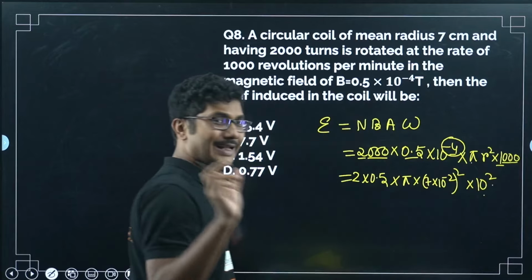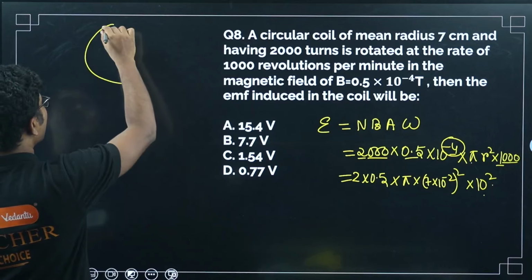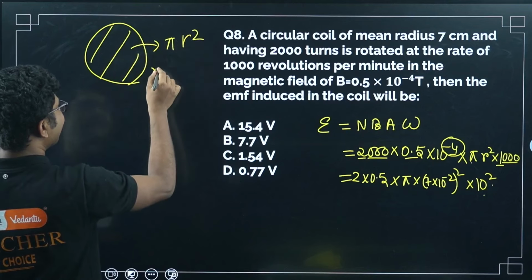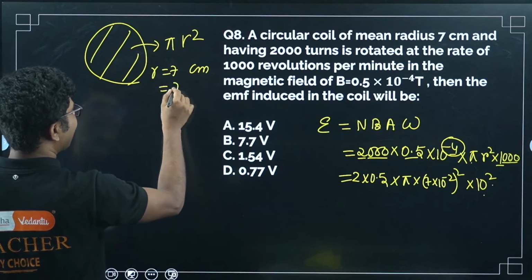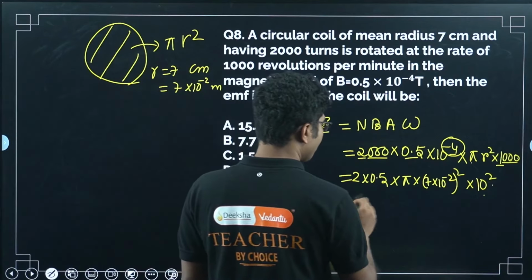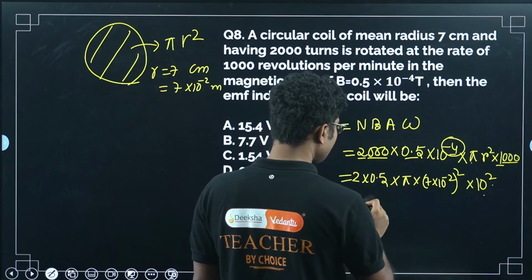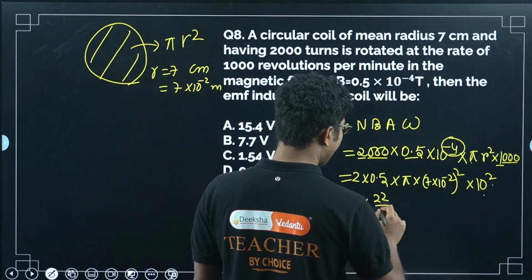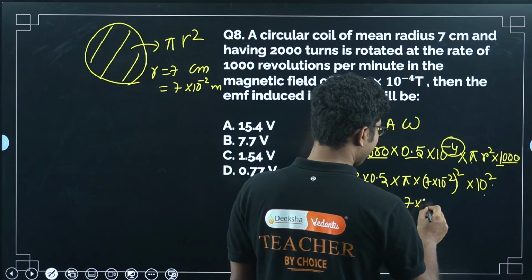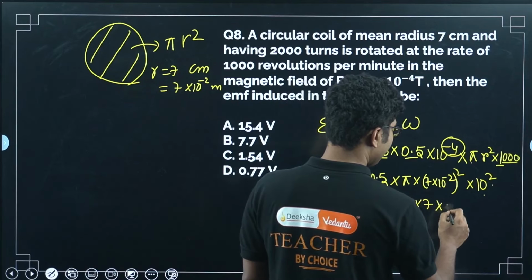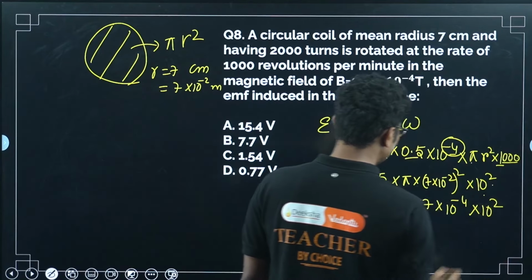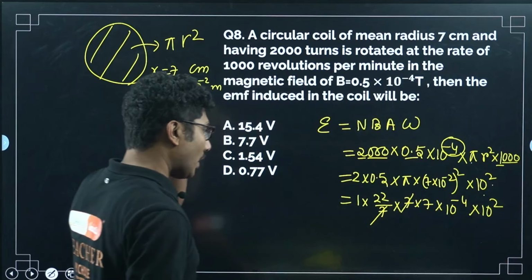Now pi r square is the area of the coil, right? So pi r square is the area of the coil. Now r is given as 7 centimeter, that is 7 times 10 to the power of minus 2 meters. So I have just written that in terms of meters, right? So 0.5 times 2 is 1. 1 times pi; now for this we will write pi as 22 by 7, okay, and then 7 times 7, okay, times 10 to the power of minus 4. So (minus 2) whole square is minus 4, times 10 to the power of 2. Okay, so one of the 7s will cancel.